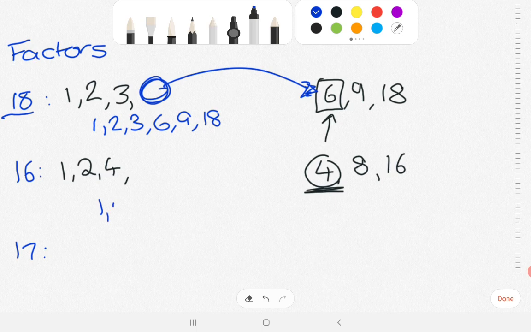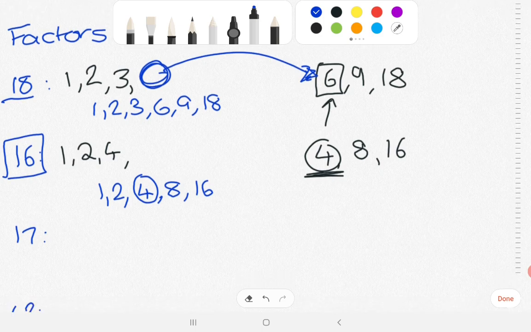I've got 1, 2, 4. Now I don't need to write the 4 again because 4 isn't a factor twice. Okay, 1, 2, 4, 8 and 16. Now there's a reason that we only write the 4 down once, and some of you might know why if you think about what type of a number 16 is, but we're not going to worry about that just now. But if you think you've sussed it out, let me know.